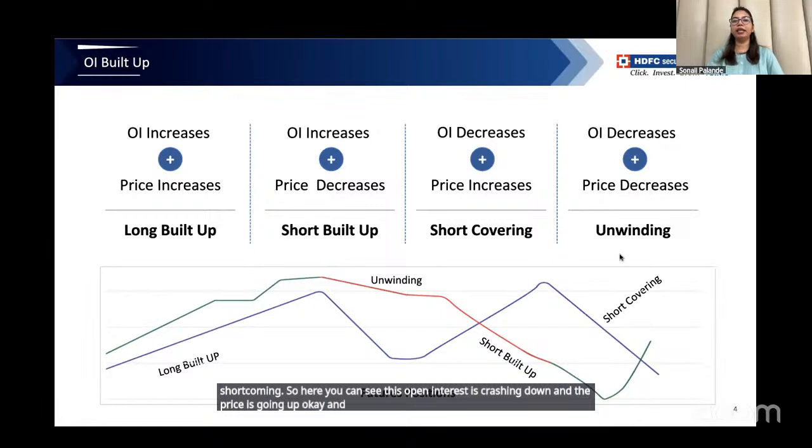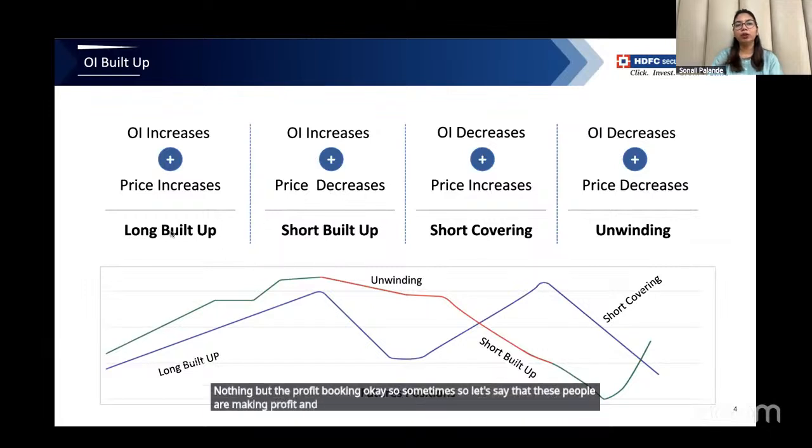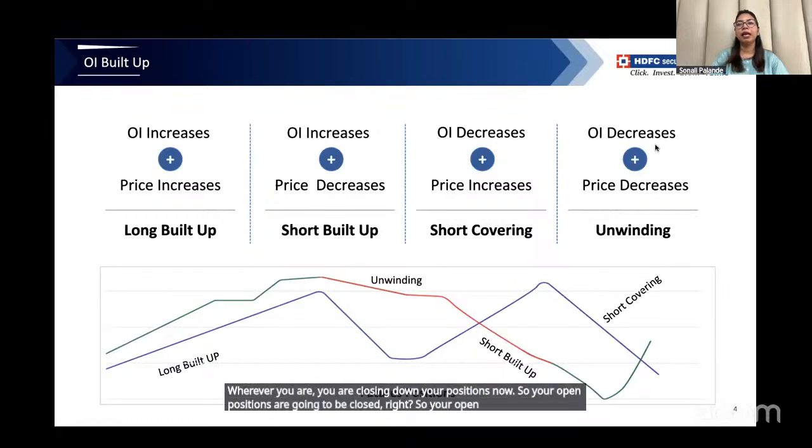And lastly, the unwinding. So this unwinding is nothing but the profit booking, okay. So let's say that these people are making profit, and somewhere they will book, right? So your open interest also decreases, because wherever you are closing down your positions, your open positions are going to be closed, right? So your open interest decreases and your price also decreases. So for some time profit booking is happening, so price also starts to come down, because it's not a crash-like situation, but a little bit.